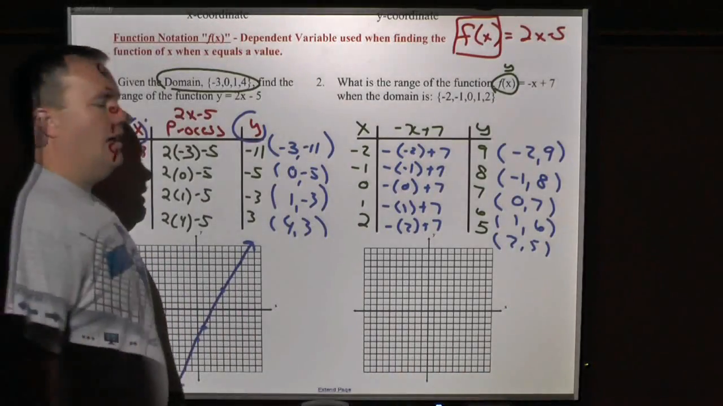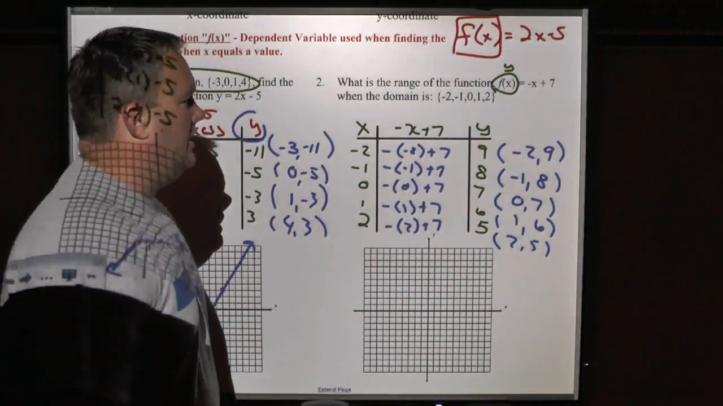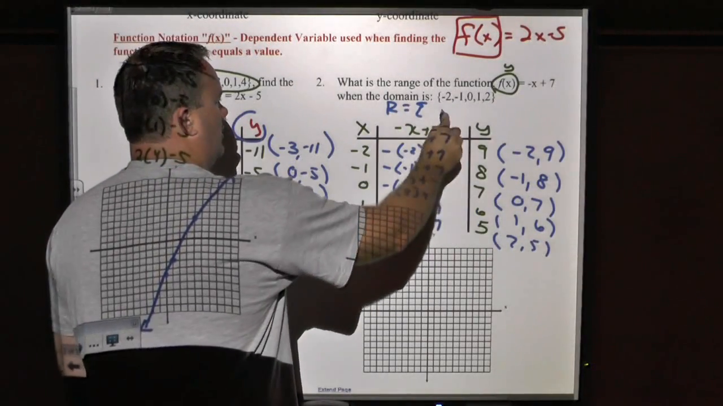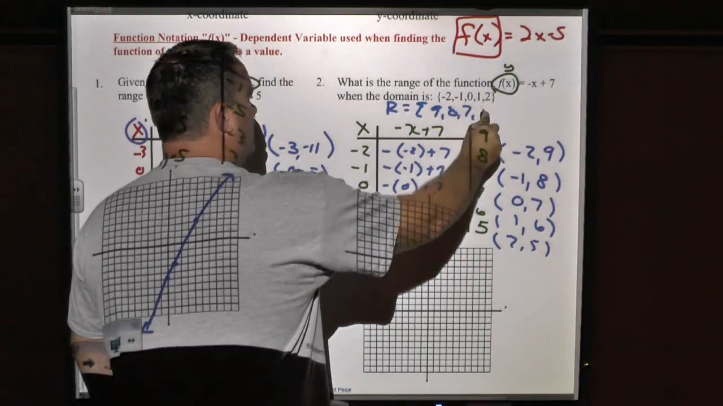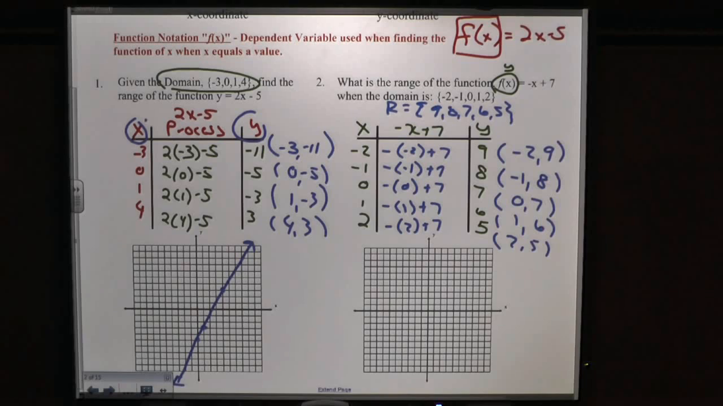Okay. The range that you found, given this domain, is this 9, 8, 7, 6, 5. Right? And that range can be written as 9, 8, 7, 6, 5. Okay? I want to make sure that's clear. That's one of the ways you'll see your answers written. We can plot this too.